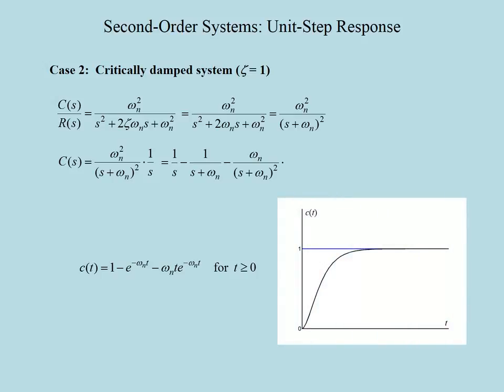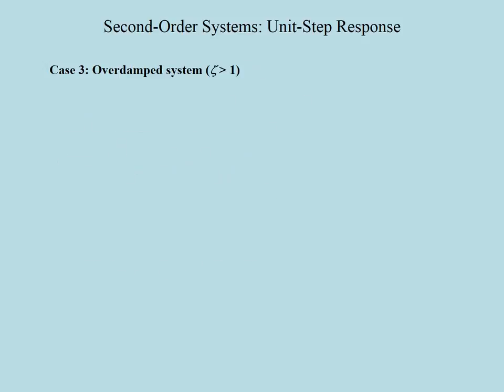So we do not have oscillations at the output anymore. Nevertheless, the output seems to approach the reference value quite fast. Lastly, here is the case for zeta greater than 1, which corresponds to an overdamped system.